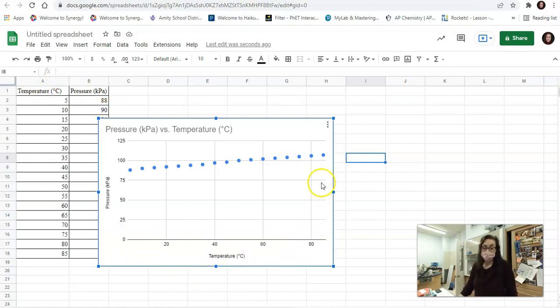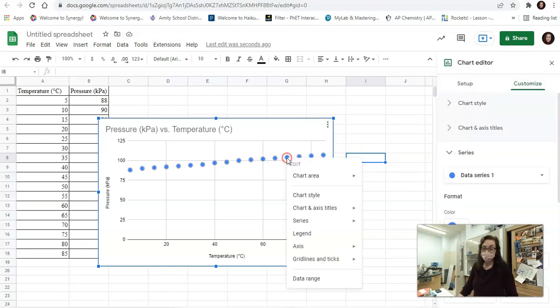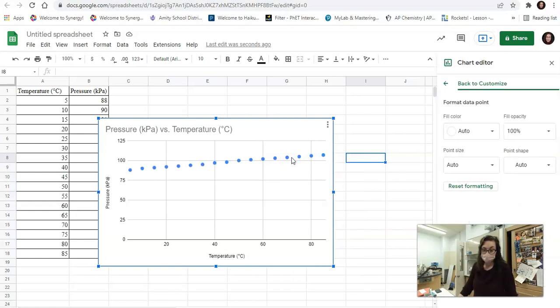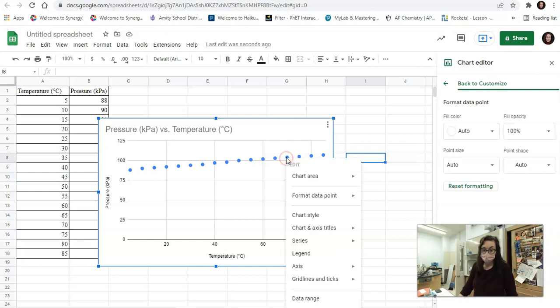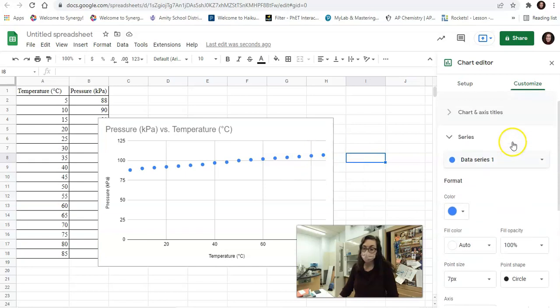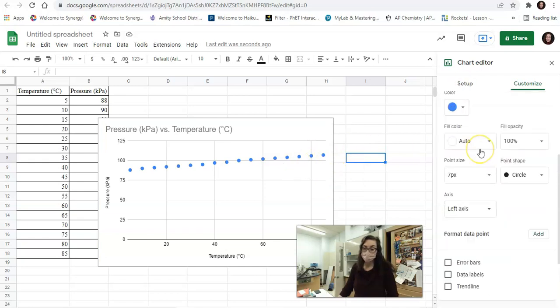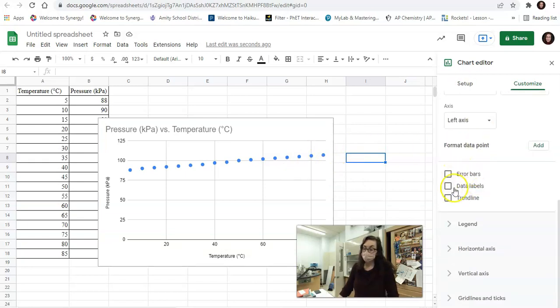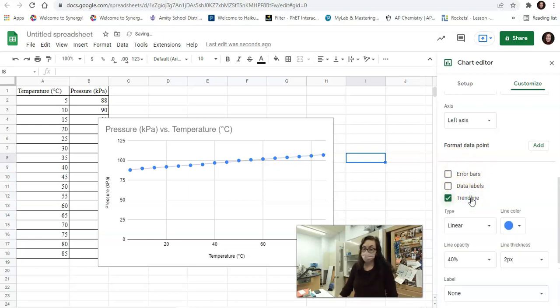It picked a scale for me, and then you can find all of the information that I asked you to calculate using this program. So if I click on my dot, I want to insert a line. Okay, so over here on the Chart Editor on the side, if I scroll down, you're going to get these options that say error bars, data labels, and trend line. So let's add a trend line.